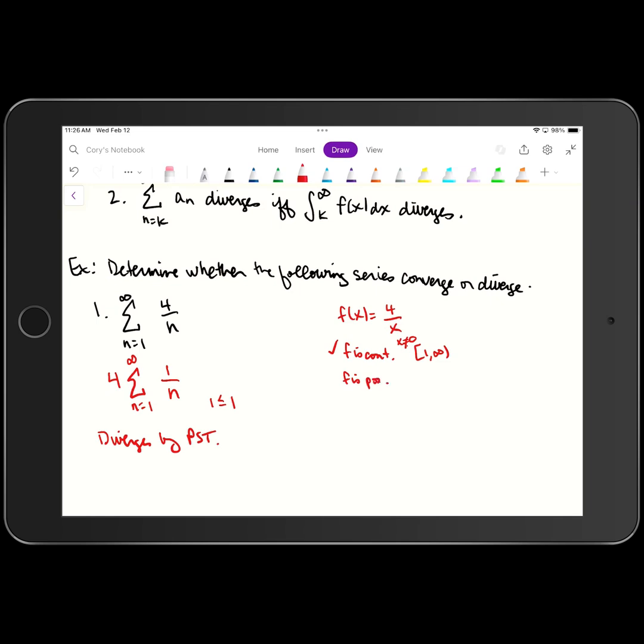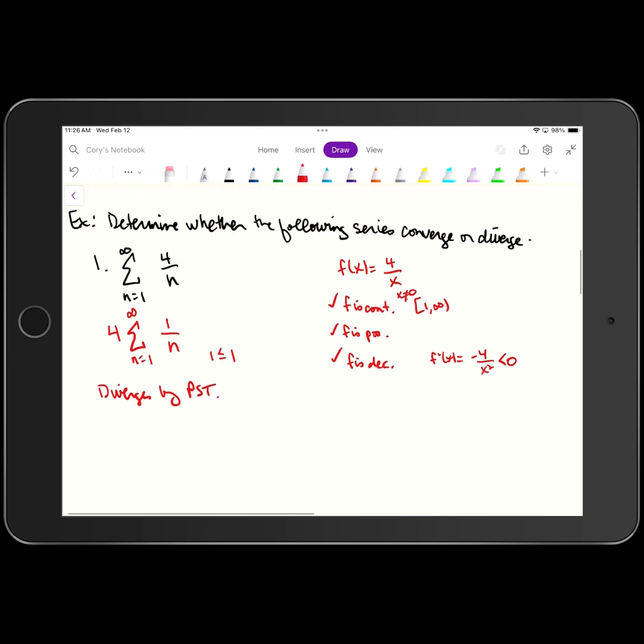Okay, next. So condition number 2 is that f is positive. As long as we're plugging in natural numbers between 1 and infinity, 4 over x is going to be a positive quantity, so that checks out as well. And then the third criteria is that f is decreasing. A real quick way to check is to take the derivative of this function, which becomes negative 4 over x squared, and that is going to be less than 0 on the interval from 1 to infinity. So that criteria checks out as well.